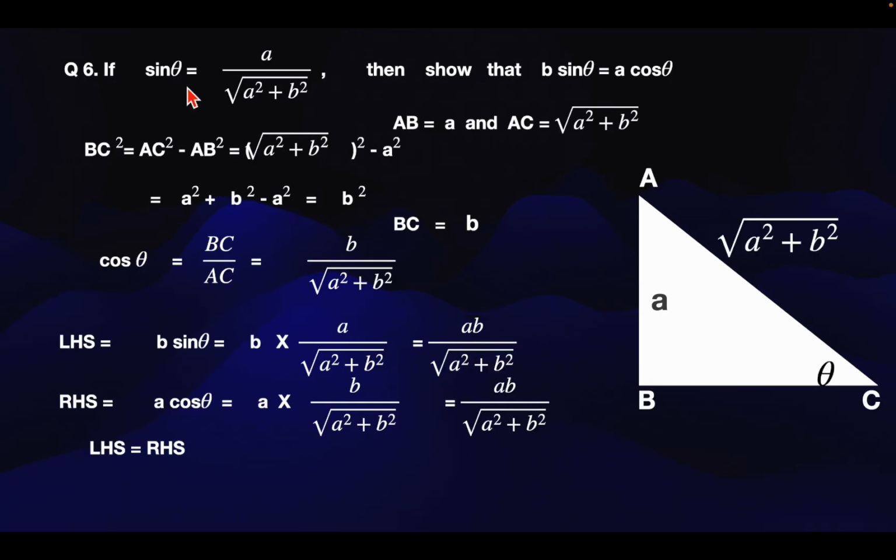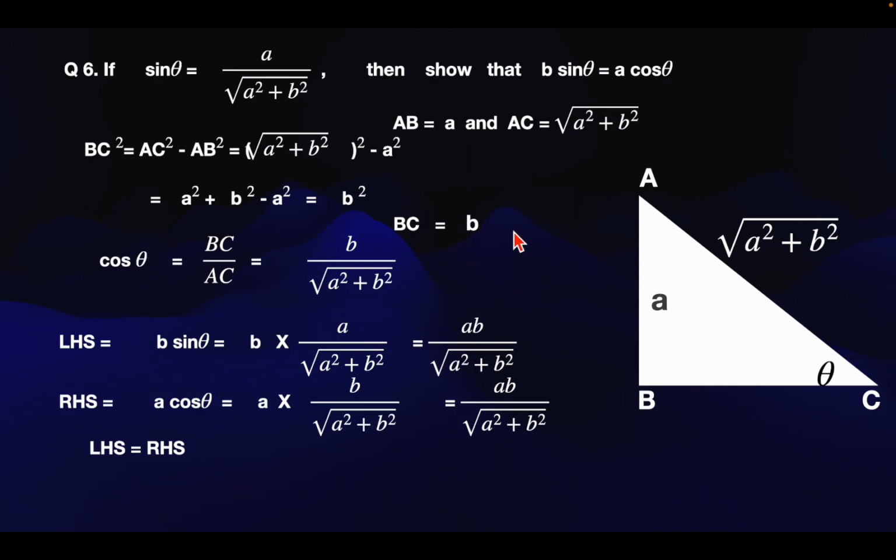Question 6. If sin theta is equal to A upon root A square plus B square, then show that B sin theta is equal to A cos theta. So again this is opposite upon hypotenuse. So if this is theta, then this is A and this denominator is the hypotenuse. So write it like this. Find out BC. BC square is equal to AC square minus AB square. Substitute here, simplify, and you get BC as small b.